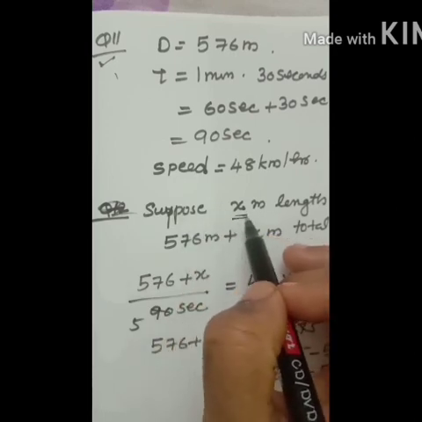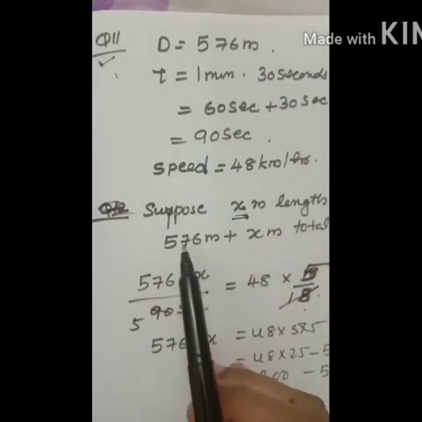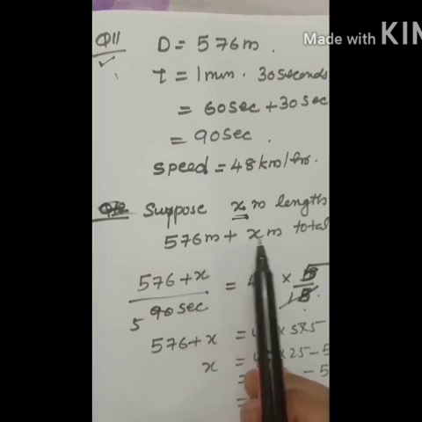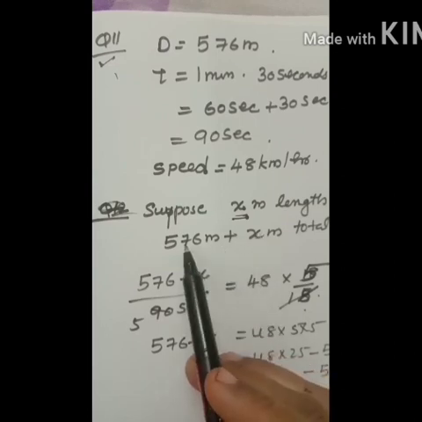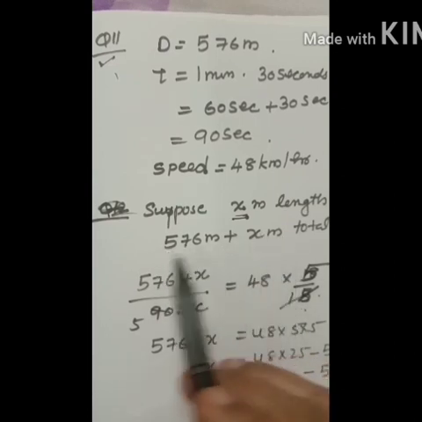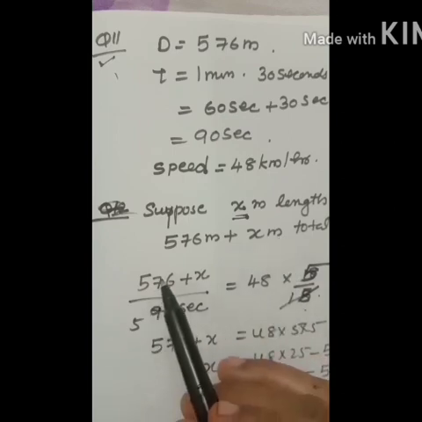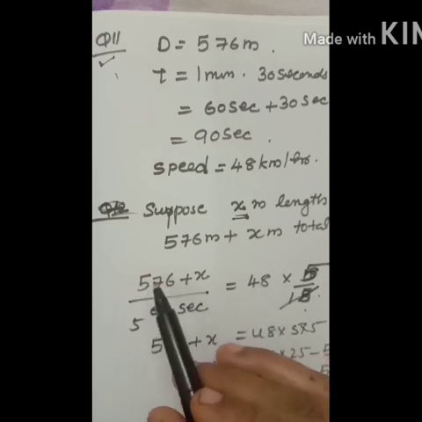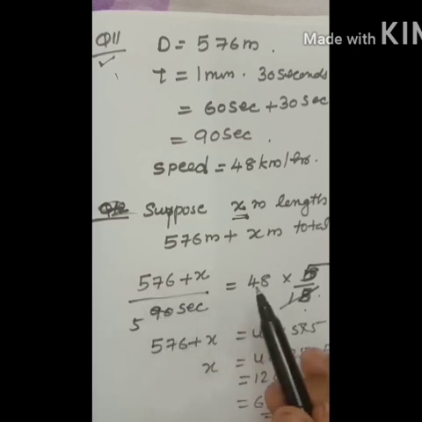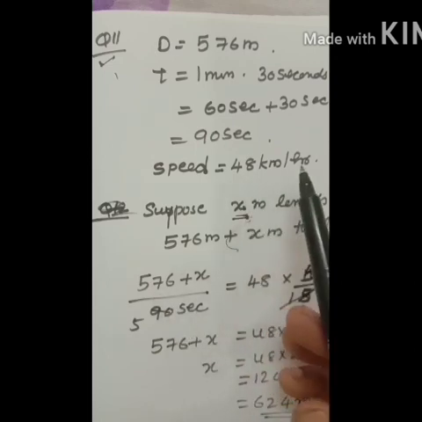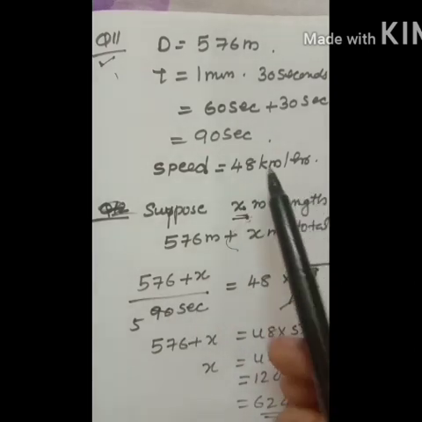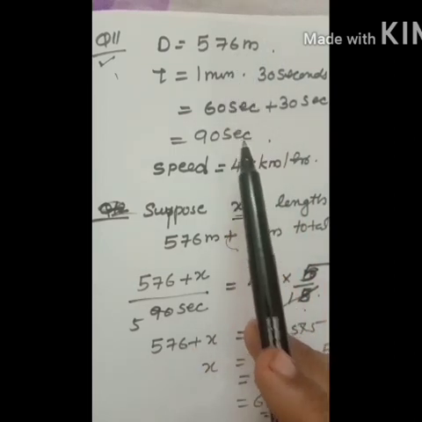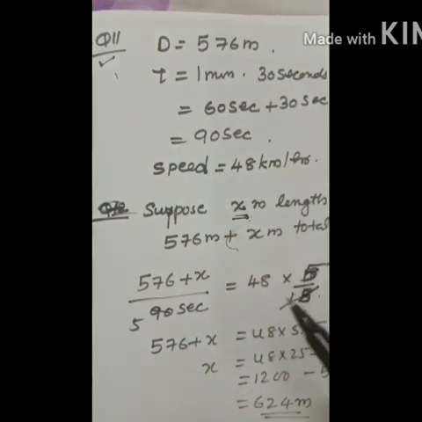Suppose the tunnel length is x. Then total length how much? 576 plus x, total tunnel plus train length. That is total distance. Distance upon time equals speed. Everything is given. Speed is given in kilometer per hour. You have to make it in meter per second because here meter and second are there. Then you convert to meter per second by multiplying by 5 by 18.